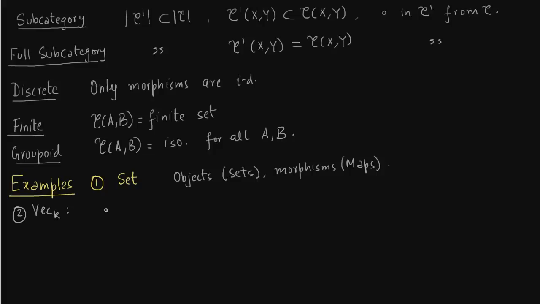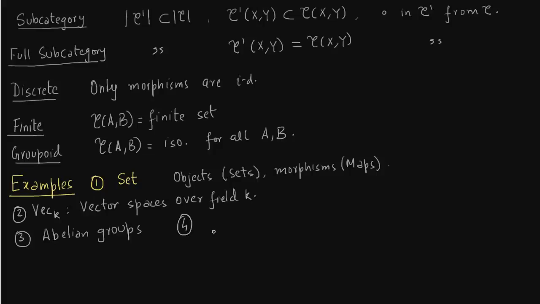So another example is this category written as Vec K of vector spaces over a given field K. So objects are these K vector spaces, and the morphisms are linear transformations. So you should think of R^n to R^m, and the matrix which takes them from R^n to R^m is the morphism. Then another example is abelian groups. So abelian groups are the objects and group homomorphisms are the morphisms of the category, say Ab, which consists of abelian groups.